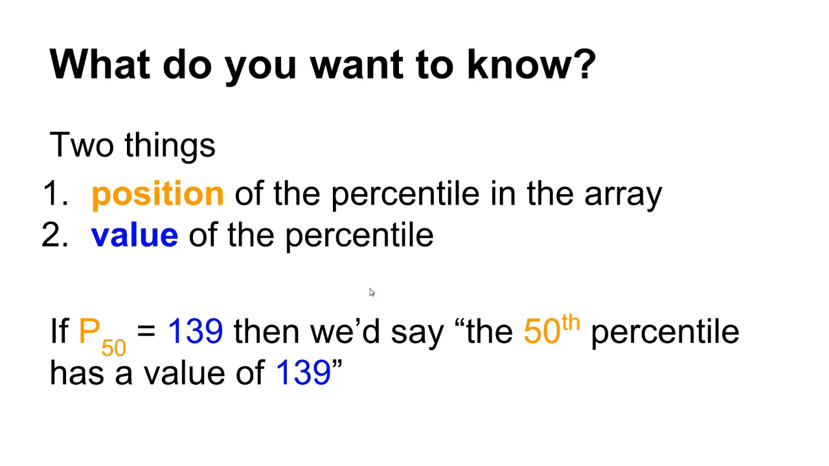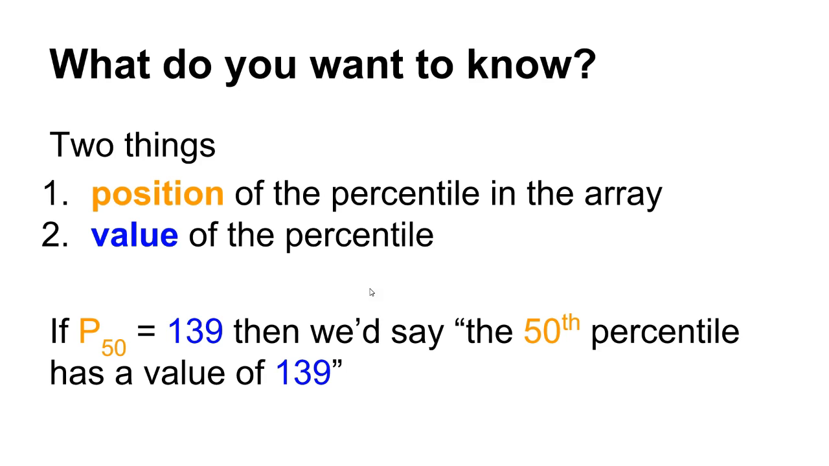Now, when you're talking percentiles, what is it you want to know? Two things. First, you want to know the position of the percentile in the array of numbers. Second, you want to know the value of the number that is that percentile. So I've color-coded: the position is orange, the value of that position is blue.